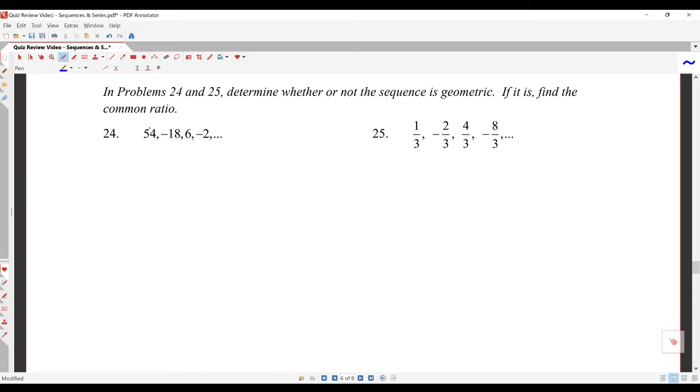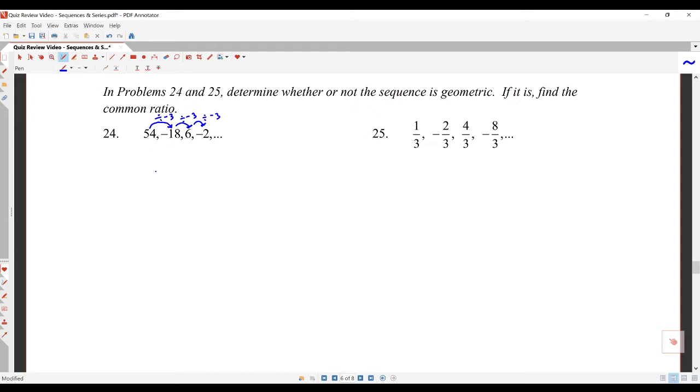So in this case here, we're looking, what do we do to 54 to get negative 18? We divide by negative 3. And if I divide by negative 3, I get the next term. And if I divide by negative 3, I get the next term. So this would be geometric with a common ratio of negative 3.